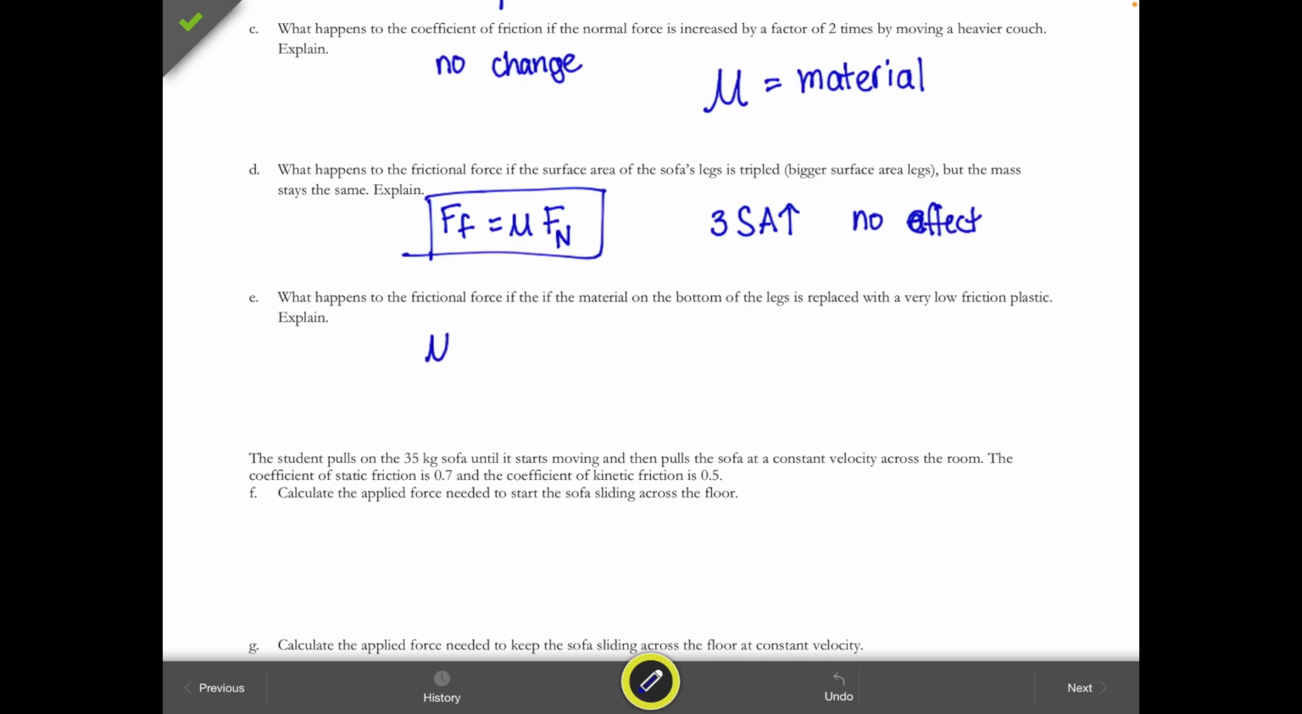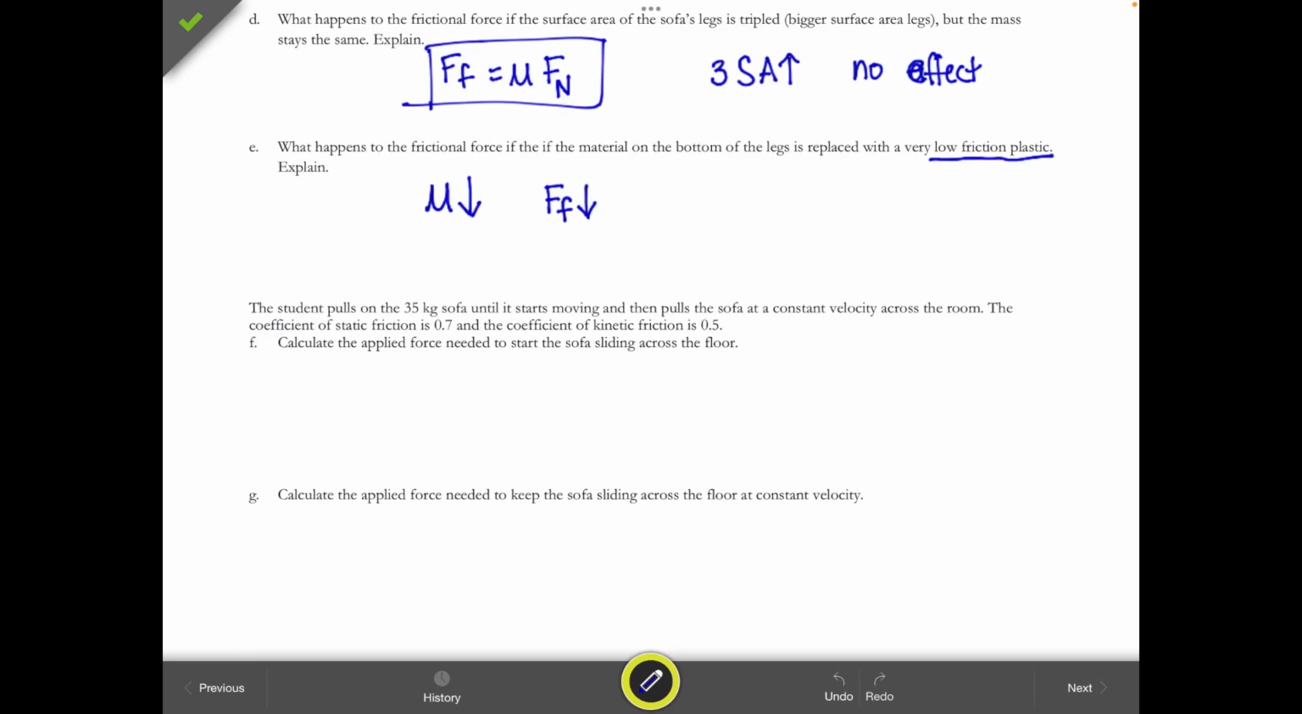This is saying that mu, the coefficient of friction, becomes smaller. As the coefficient becomes smaller, the friction force becomes smaller, because this is also a direct relationship. Replacing a surface with a very low friction plastic, well, that's like the physics behind those chair cushions that go under the bottom of your chair so they don't make squeaky noises. Now let's do some math about it.